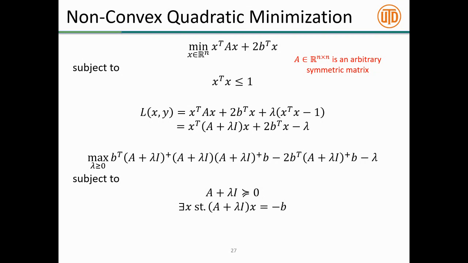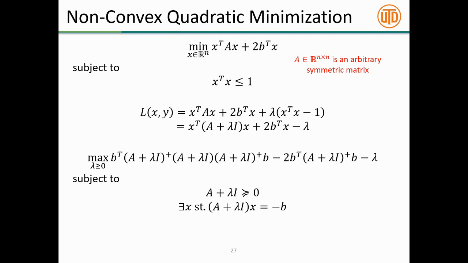Because let's just take the simplest example. In one dimension, let's suppose x was just one dimensional for a second. If I asked you to minimize minus x squared, this is an unbounded problem. It's not a convex function, and any non-convex quadratic is always unbounded from below.